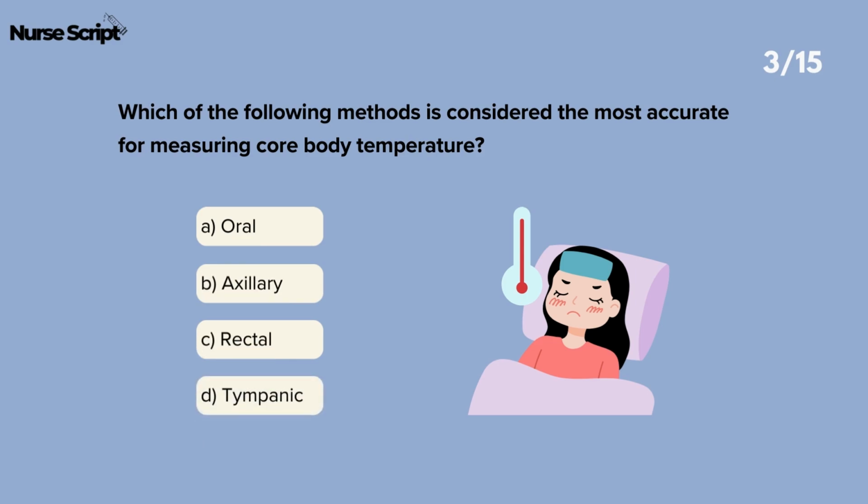Which of the following methods is considered the most accurate for measuring core body temperature? Rectal.